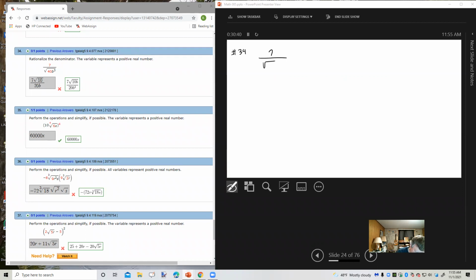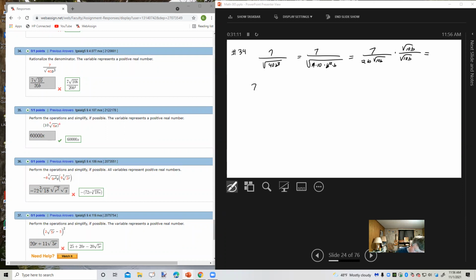7 over the square root of 40b cubed. Again, rationalize the denominator. It says the variable represents a positive real number. So this is 7 over the square root of, let's see, 4 times 10 times b squared times b, which is 7 over the square root of 2b square roots of 10b. Multiply the top and the bottom by the square root of 10b.